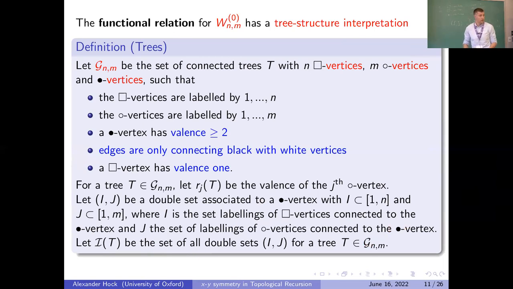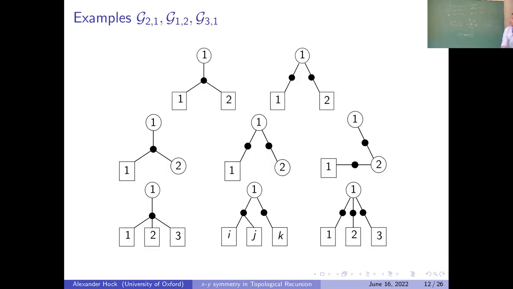Okay? White vertex joined by... You can have this one connected through a black vertex of valence 2. This one is always a leaf. Yes. So then I gave some examples.